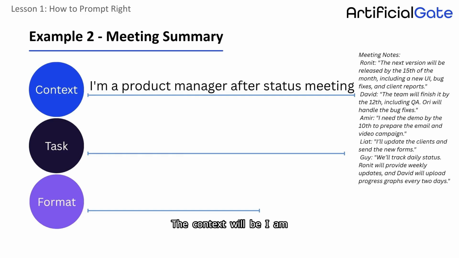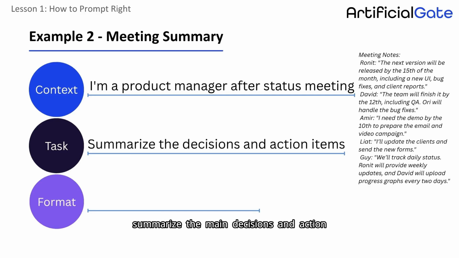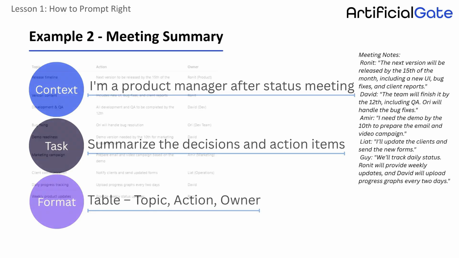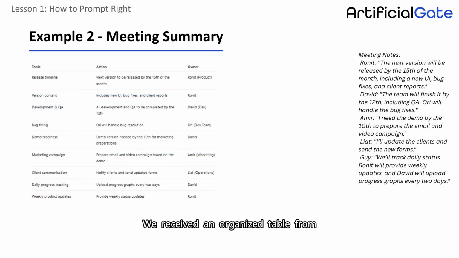The context will be, I am a project manager after a technological meeting. The task is to summarize the main decisions and action items, and the format is a table with subject, required action, and responsible person. We received an organized table from which we can send out clear emails to everyone responsible on the team and track the actions.